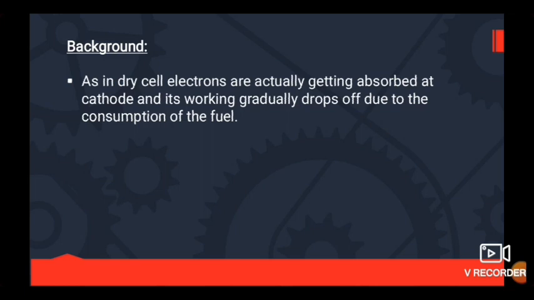So if we look at the background, as we know, a typical dry cell battery works by generating electricity using chemical energy. In this case, electrons are produced at the anode and they travel to the cathode, and at the cathode electrons undergo a reduction reaction. Due to the movement of electrons, electric current is produced that powers up any device. But in dry cells, electrons are getting absorbed in the cathode, and its working gradually drops off due to the consumption of the fuel.